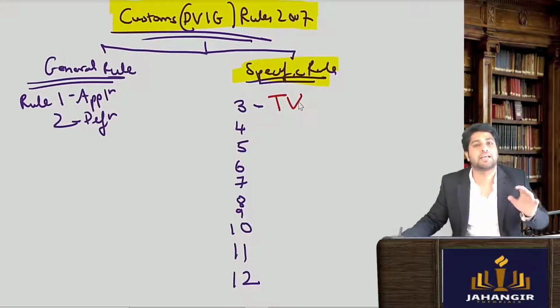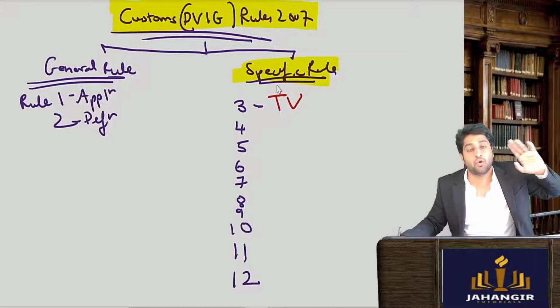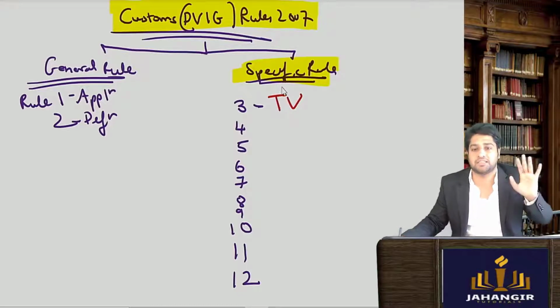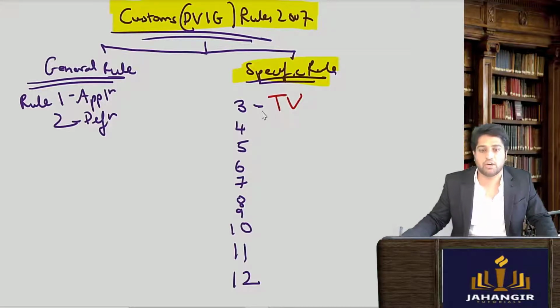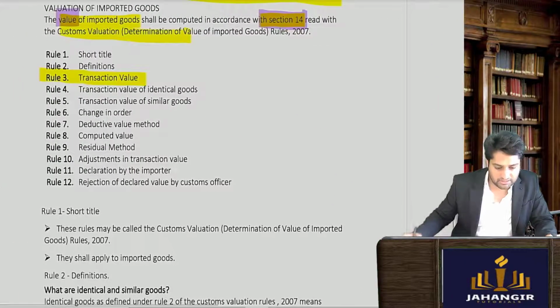So what is a transaction value? A transaction value is the price paid by the importer to the exporter, when they are both unrelated and price is the sole consideration. Now tell me one thing, how will the officer find out this transaction value? Who will tell this transaction value? So then we will go to our next rules.